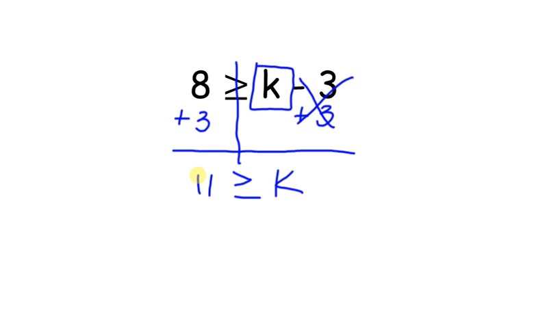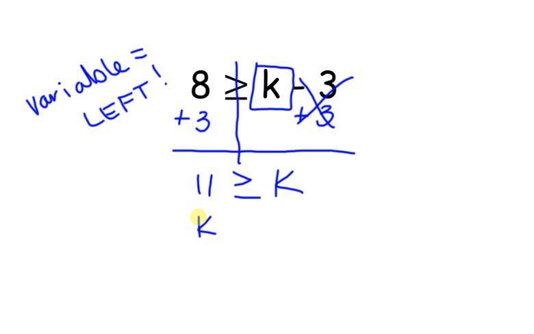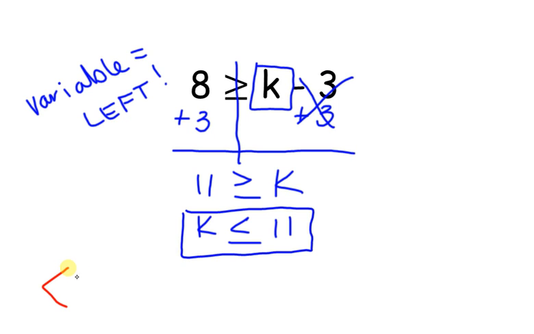Now, your red flags should be going off right now because you know that we have one extra step before we can graph it. Remember the rule, variable has to be on the left. Okay, so flip everything around. So k and 11, and flip the sign around. All right, so this is our final answer.